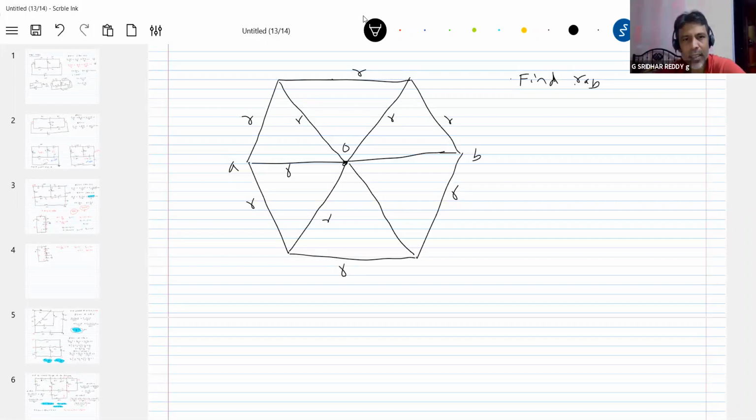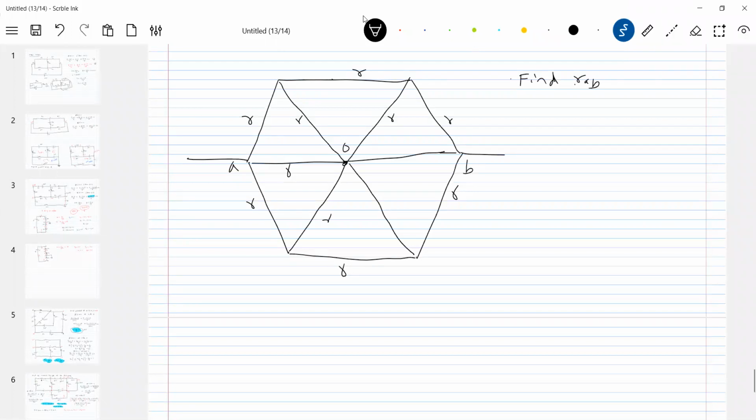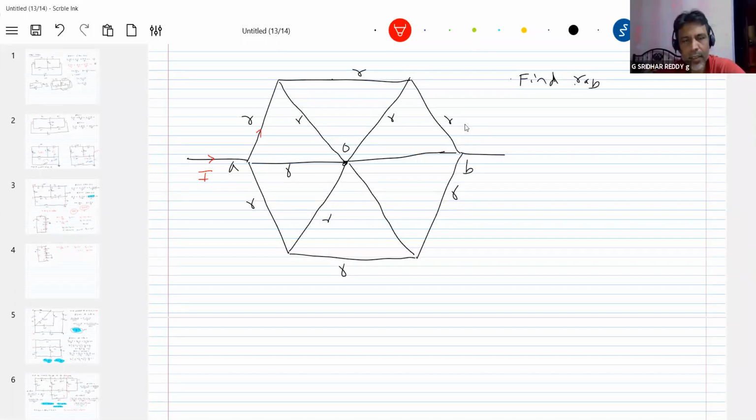Now when I send a current I, I'm going to push a current I there. So this current I, here it will branch out. Let it be I1 here, and here let it be I2.